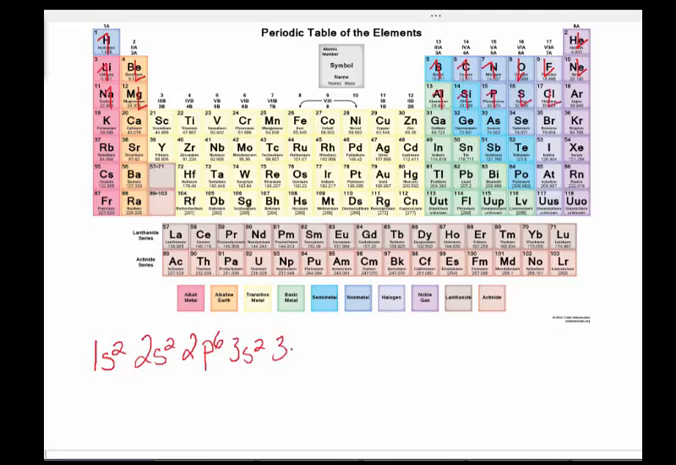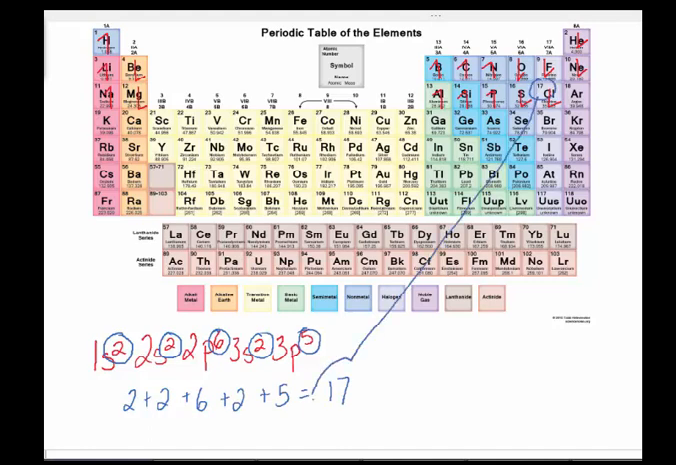3s2 is sodium magnesium, and then aluminum, silicon, phosphorus, sulfur, and chlorine. 5 more electrons, that's 3p5. I'm going to circle the exponents here. 2 plus 2 plus 6 plus 2 plus 5 equals 17. And what's the atomic number of chlorine? Well, that's the number of protons, 17. That's equal also to the number of electrons in a neutral atom.